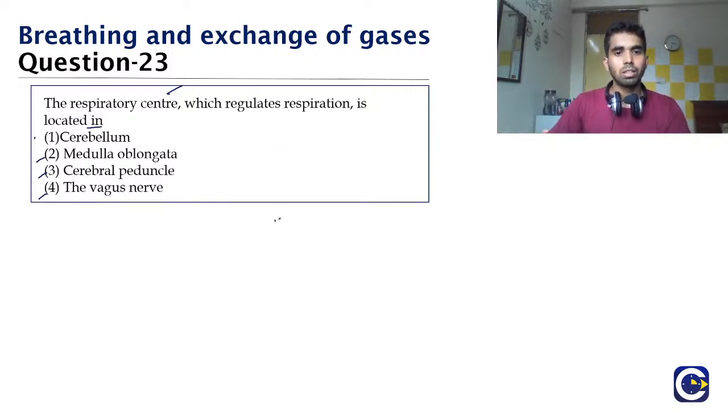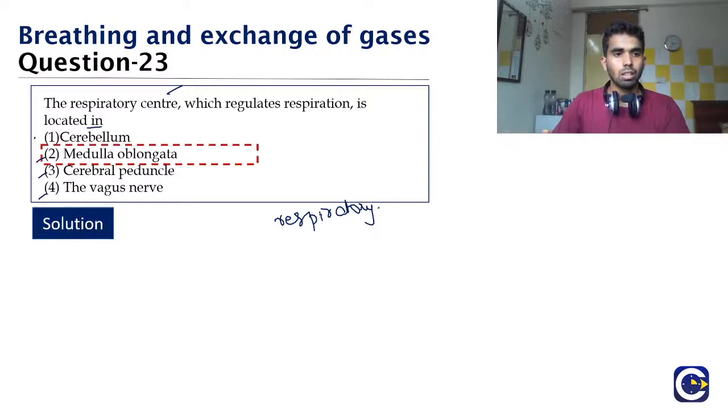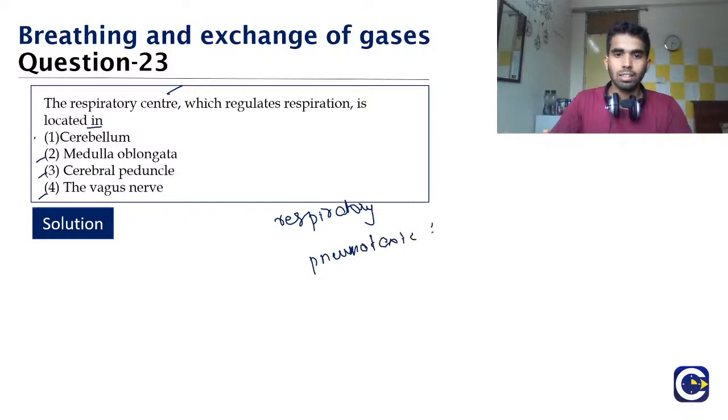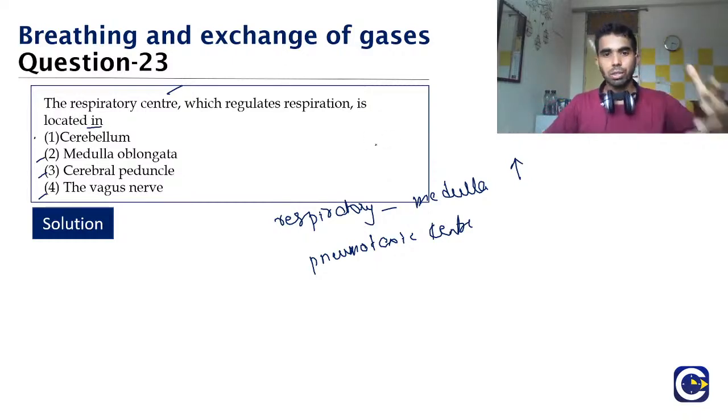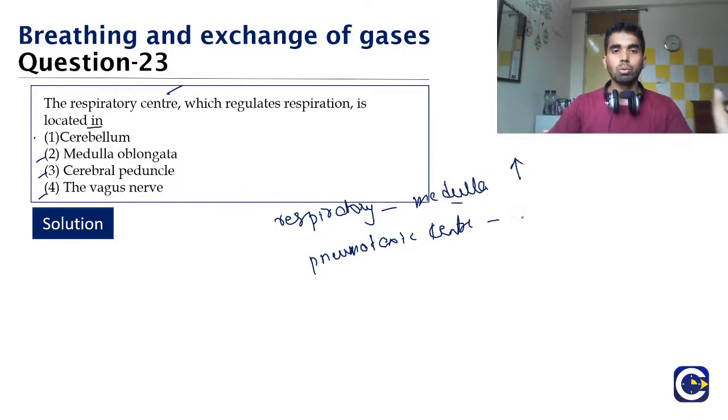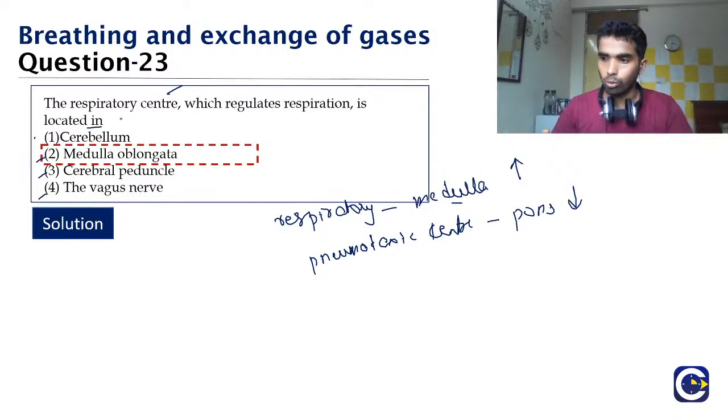We know that there are two centers, the respiratory center and the other one, the pneumotaxic center. The respiratory center is present in the medulla, and it increases the respiration. Yes, all of you very well. Yes Kavya, first one to answer. Yes Jivita, yes Trisha, yes Aksha, all of you are correct. The respiratory center in the medulla increases the respiration, and the pneumotaxic center present in the pons decreases the respiration. So the correct answer is option B, the medulla oblongata.